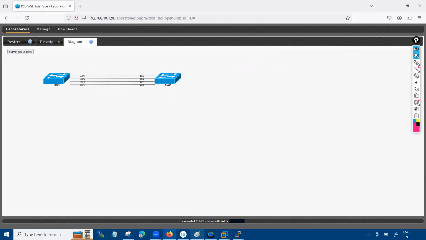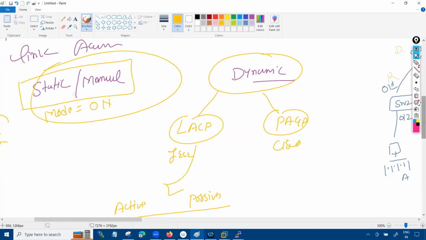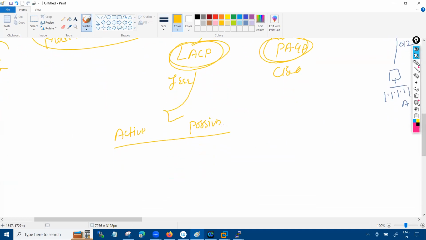Another way to configure the EtherChannel, or we can call it a port channel, apart from the manual or static configuration, is that we have two protocols. One is called LACP, another is called PAgP. In LACP we have two modes, active and passive. Active means I can initiate, the same behavior as the DTP protocol, if you guys remember that. In active, I can initiate the EtherChannel request.